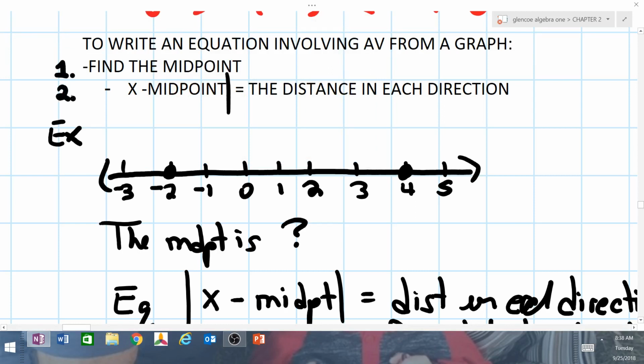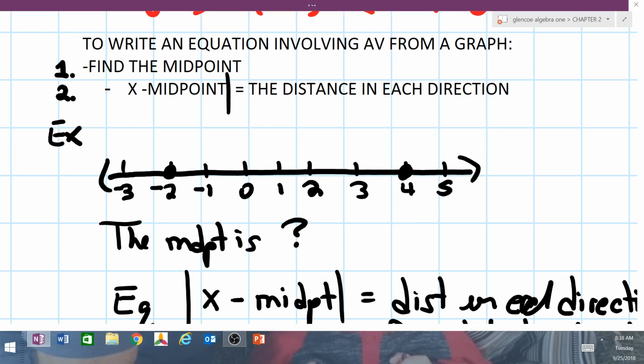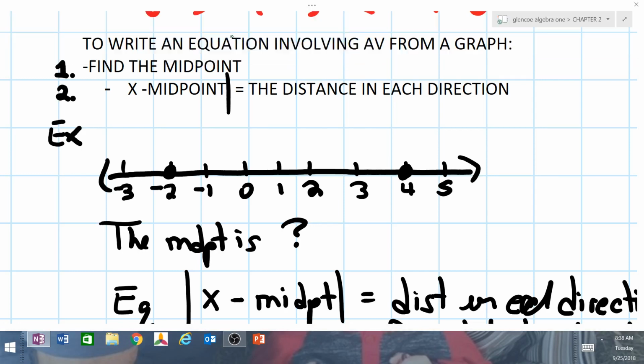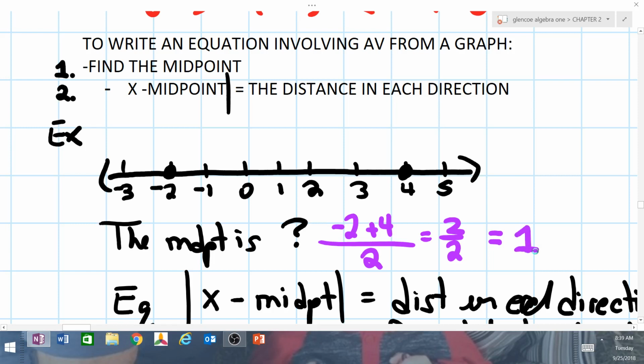Okay, so what they're going to do here is this time you're going to take the problem and work it backwards. So what they've done here is they've given you a graph, and there are 2 points graphed. The points are -2 and +4. Are you with me? So we want to find what's the point halfway between -2 and 4. Well, you can add them together and divide by 2. Isn't that how you find the midpoint? So we could say -2 plus 4 over 2, which is 2 over 2 or 1. So the midpoint should be right here, which is 1.